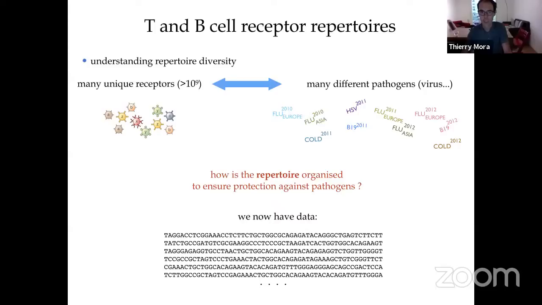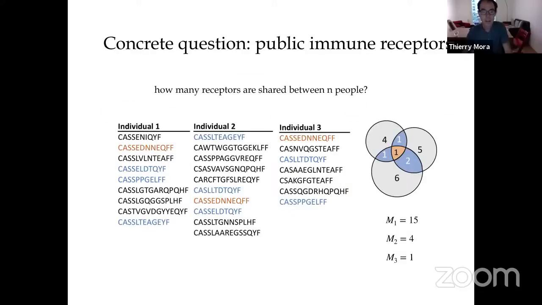What has changed in the past 10 years or so is that we've been able to access sequencing data, essentially a long list of these B and T cell receptors taken from samples, for instance from blood, in each individual. So that's the general question, of course. Here I'm just going to narrow it down to one specific question to illustrate the question of prediction and putting data and theory on the same plot. What I'm going to talk about is the question of public immune repertoires.